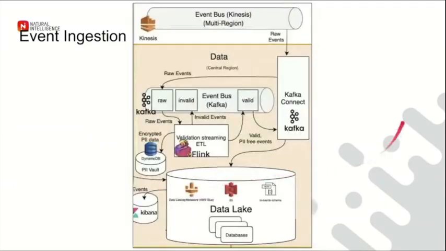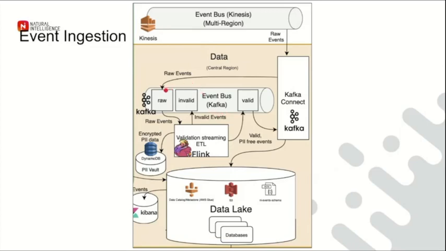So how does our event ingestion work? Again, we have Kinesis in multi-region. These raw events are read by Kafka Connect processes, which then write these events to another event bus in our central region, which uses Apache Kafka.